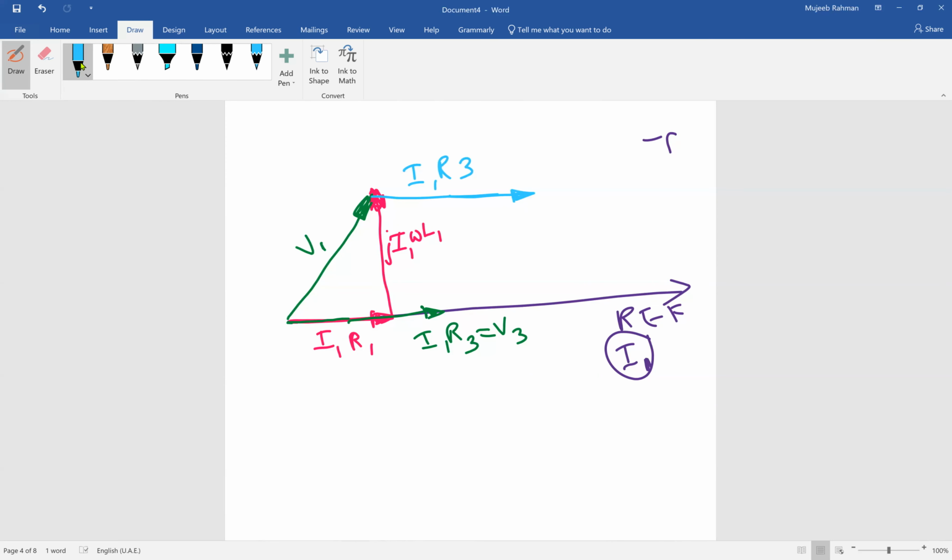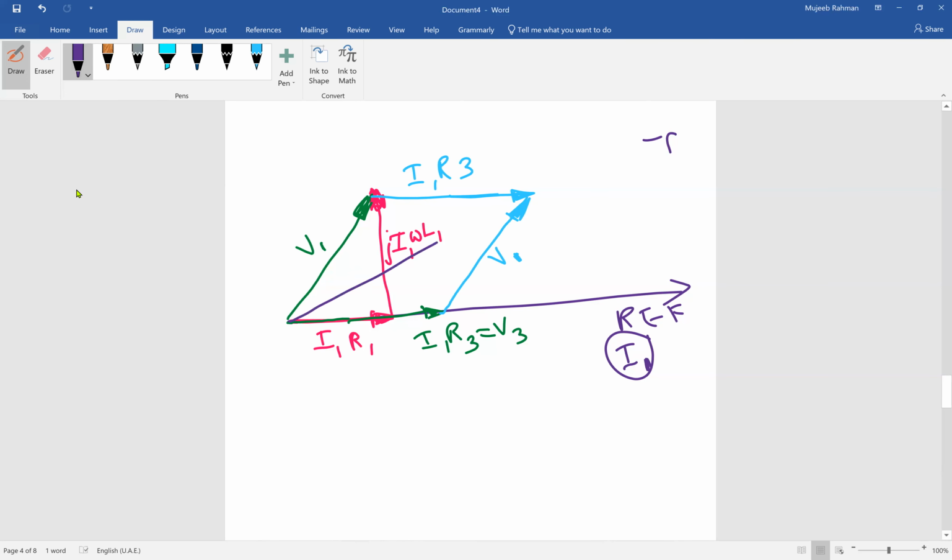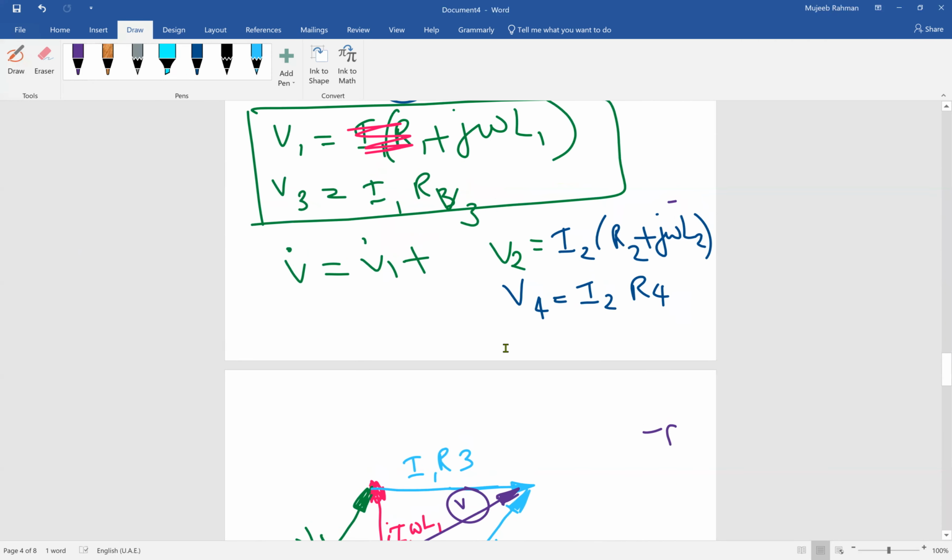Then from this particular point we have to add V1 here. So we are going to add V1 here, and the resultant is obtained by drawing a line. This is the resultant, and this resultant indicates V, the supply voltage. The same thing can also be done by using V2 and V4.